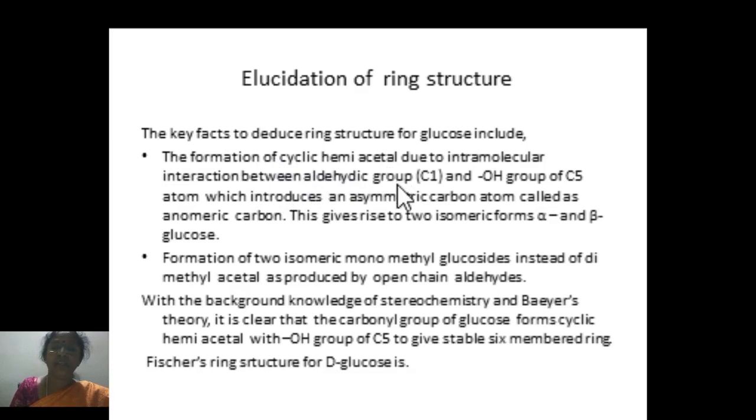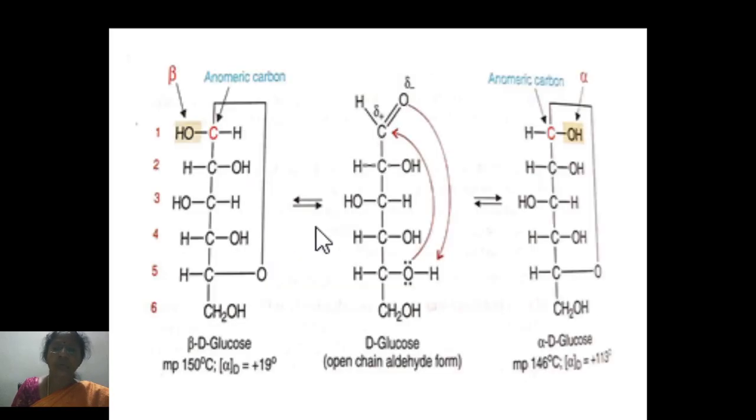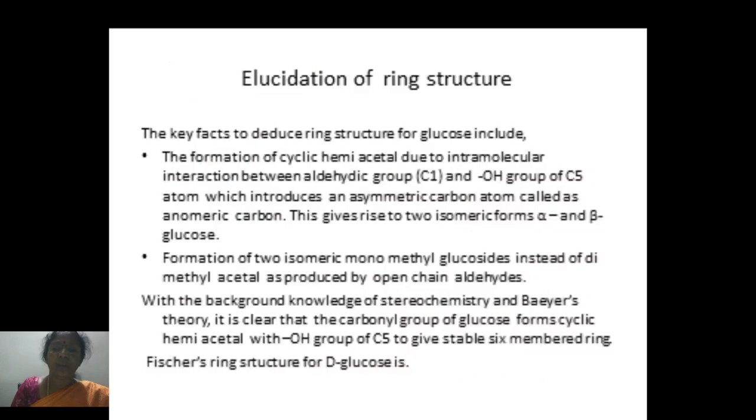This is achieved between C1 aldehydic group and OH group of C5. This is due to the intramolecular interaction between the aldehydic group and hydroxyl group. This results in a new asymmetric carbon called as anomeric carbon. This gives rise to two isomers, alpha and beta isomers.